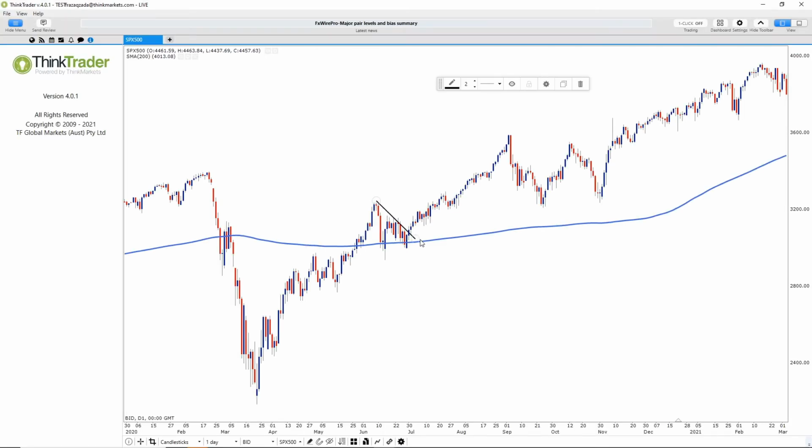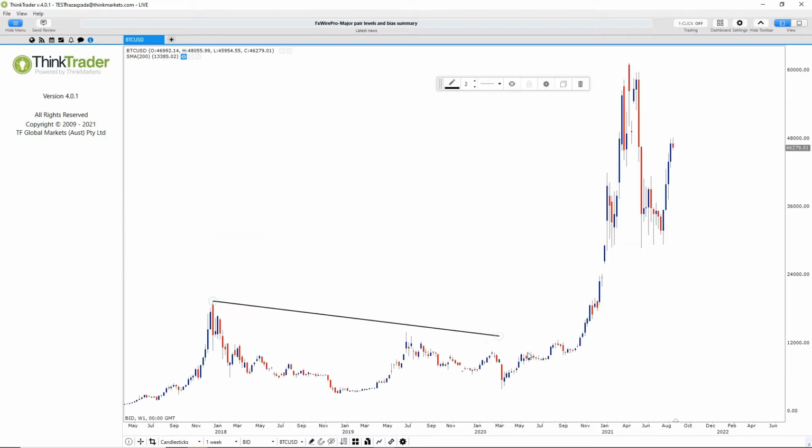Triangles and flags are some of the most popular continuation patterns trend followers use to spot trading opportunities, as they often indicate that the existing trend is likely to resume after a period of consolidation, as you can see in these examples. I will show you exactly how to spot and trade these breakouts in this video.